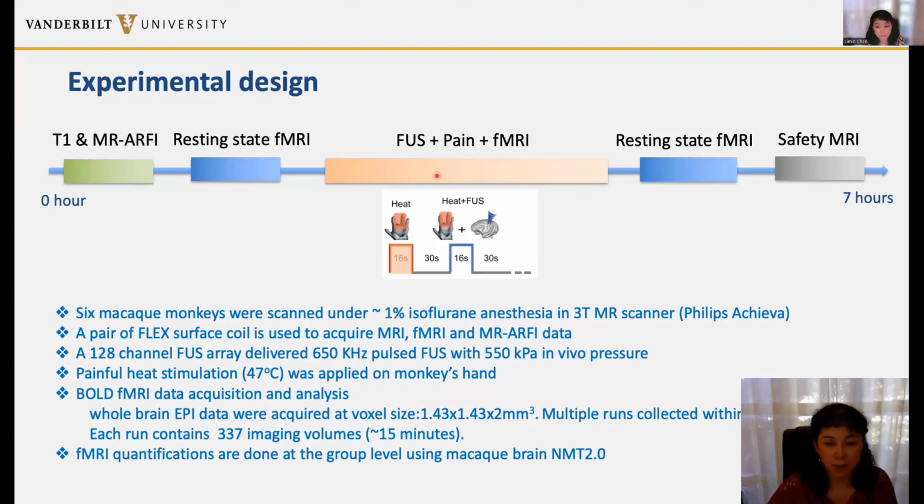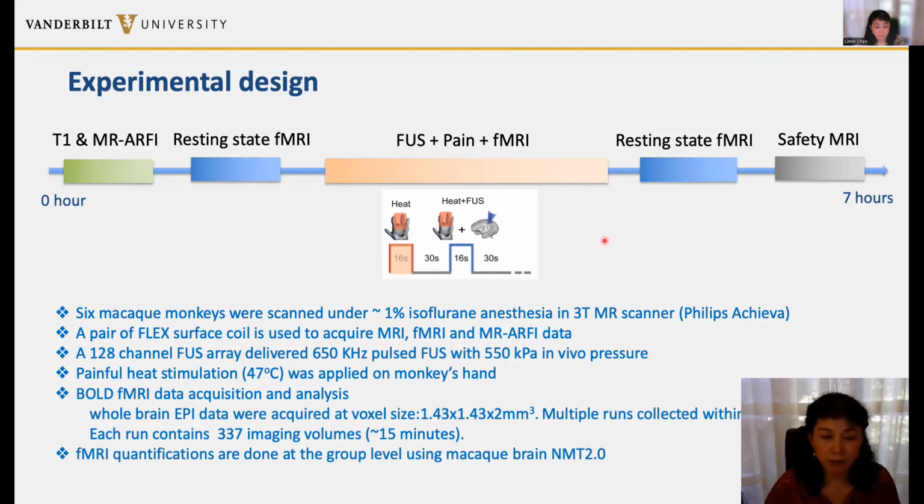Before ultrasound neuromodulation studies, we acquire resting state functional MRI data before and after. This design allows us to look at the post-ultrasound exposure effect on the resting state network. And during the ultrasound stimulation, we acquire functional MRI data in runs. Each run is about 15 minutes long.